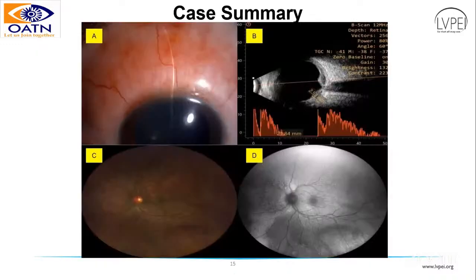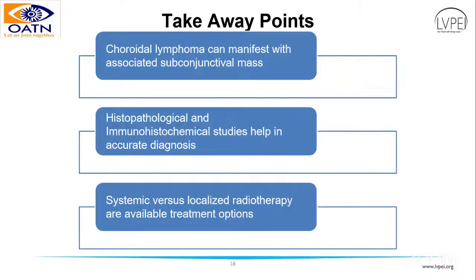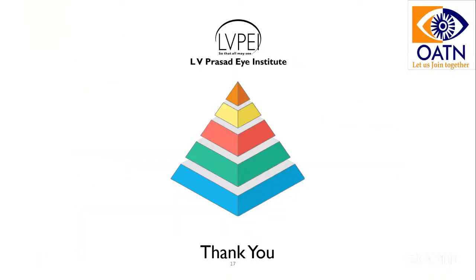This is the case summary we have gone through. And the takeaway points: choroidal lymphoma can manifest with an associated conjunctival mass. Histopathological and IHC studies help in accurate diagnosis. Systemic versus localized therapy are available as treatment options. And thank you. I'm very grateful for this opportunity, ma'am. Thank you.